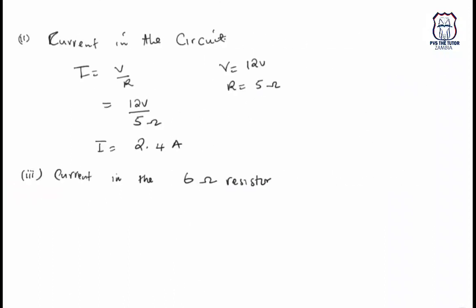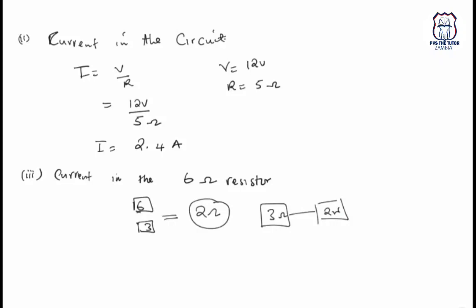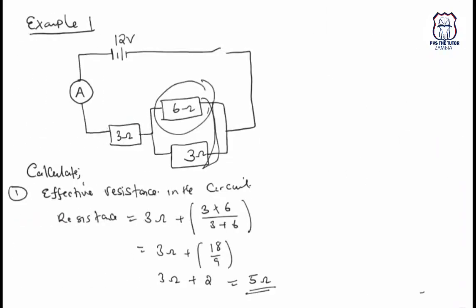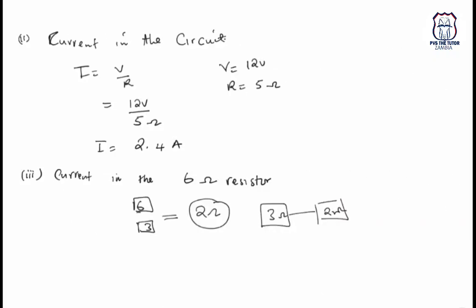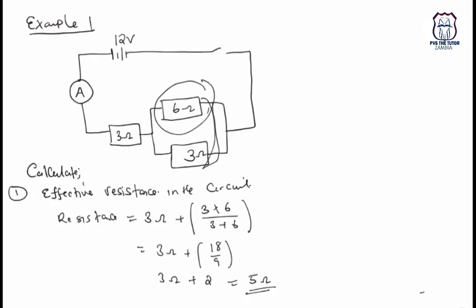So we are going to have the other 6 resistor, which is connected to the other 3 here. When you find the total effective resistance here, you remember it's 2 ohms. Therefore, this 2 ohms becomes in series with the other 3 which has remained. Remember, we know that current is equal to voltage over resistance. Therefore, remember, voltage in parallel is the same.